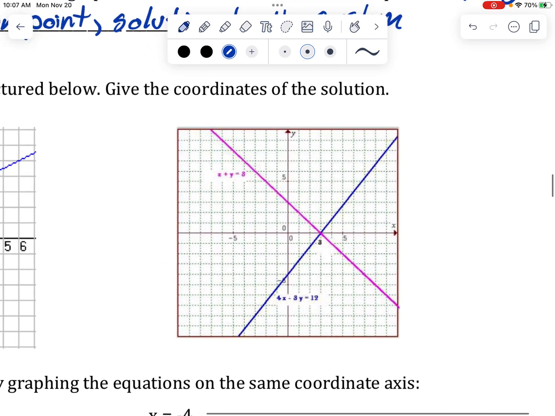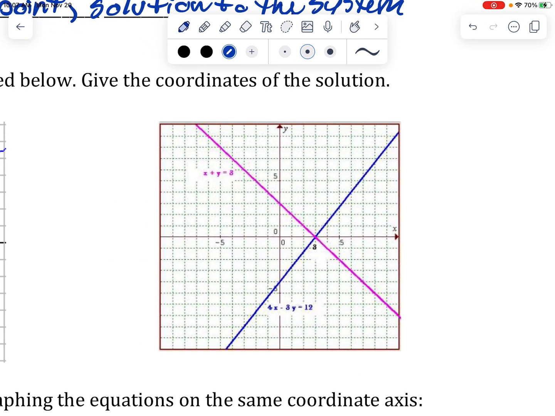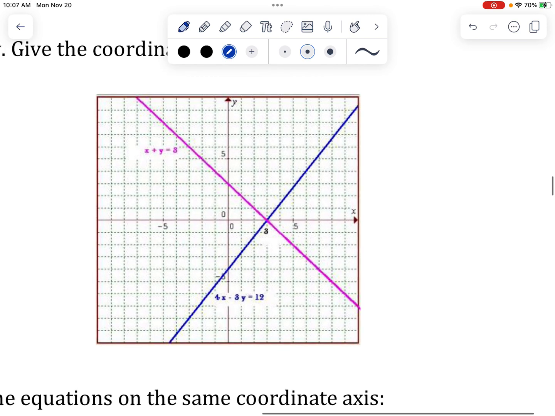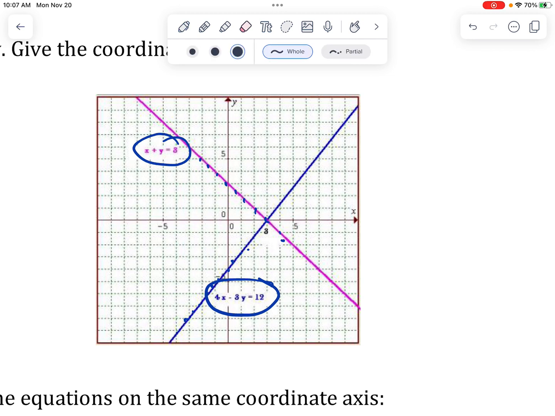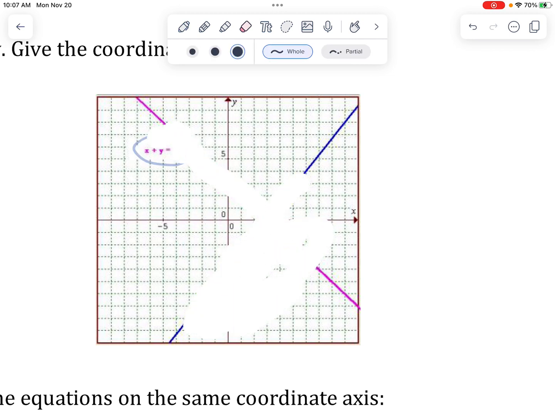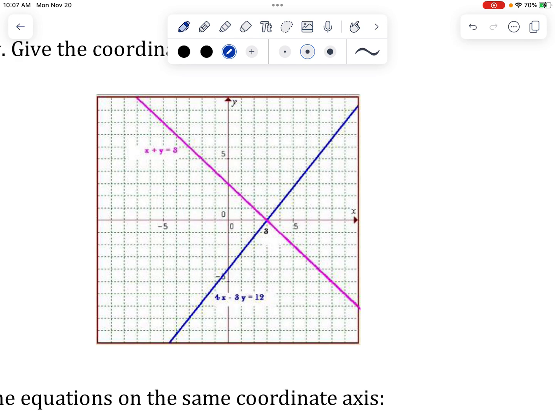Let's look at one that has actual equations. This one right here: x plus y equals 3, that's my pink line. 4x minus 8y equals 12 is my blue line. What are the x and y values that would make both these equations true? Every point on the pink line makes this equation true. Every single point on the blue line makes this equation true. But what is the point that makes both of them true at the same time?